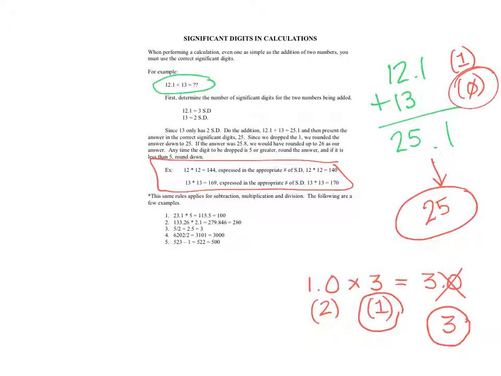So again, addition and subtraction, you look at numbers past the decimal. Multiplication and division, you look at total sig figs.